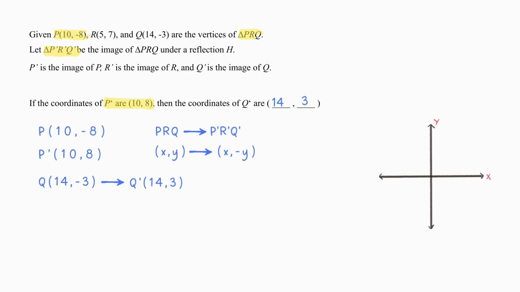Whenever you see a reflection problem, always compare the original point and the image point first. If the x stays the same, it is an x-axis reflection, so y flips. If the y stays the same, it's a y-axis reflection, so x flips.